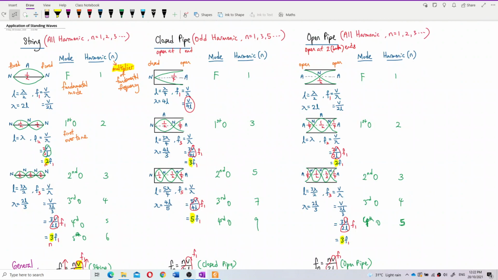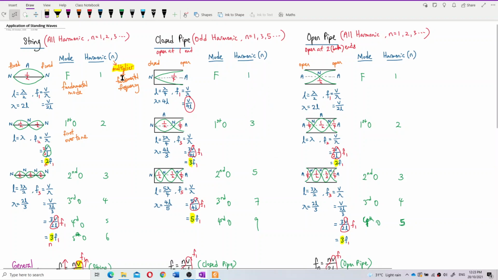Remember that. String and open pipe are all harmonic. The n has all values 1, 2, 3. Only the closed pipe is a little bit odd. It has only odd harmonics, so n doesn't have even numbers. It only has odd numbers: 1, 3, 5. It doesn't have a second harmonic; it straight away jumps to the third harmonic.